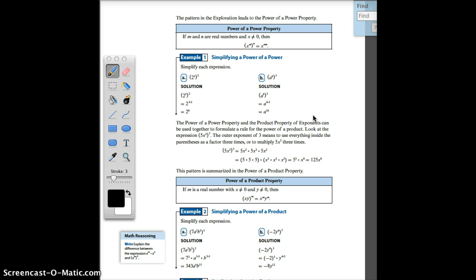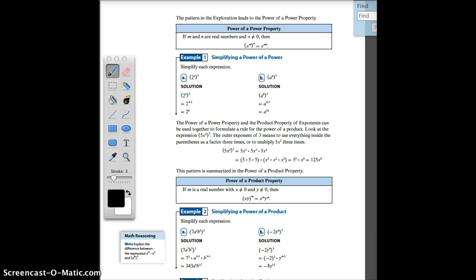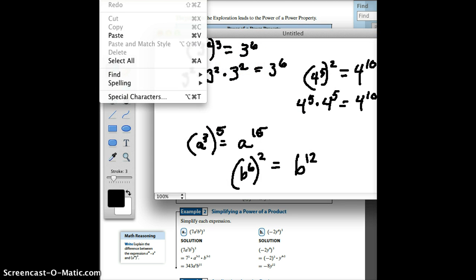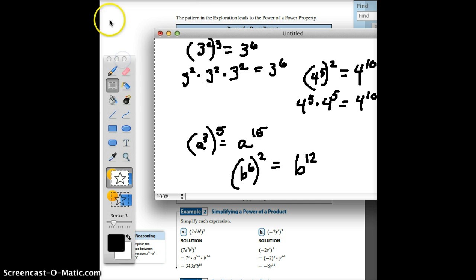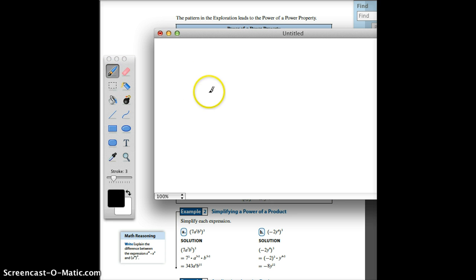Okay, let's do a few of these, because bringing in a variable does make it a little bit more challenging. Not impossible, but you have to remember to apply the exponent to the coefficient as well.